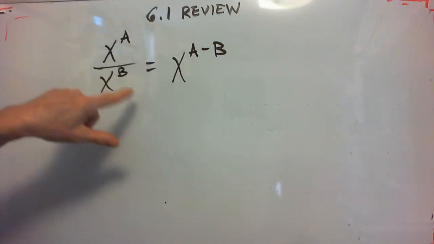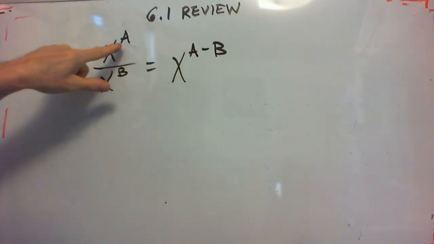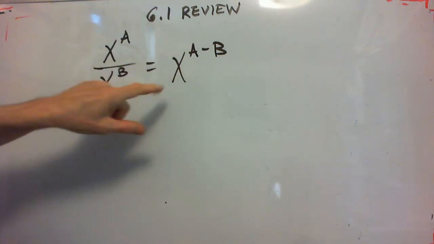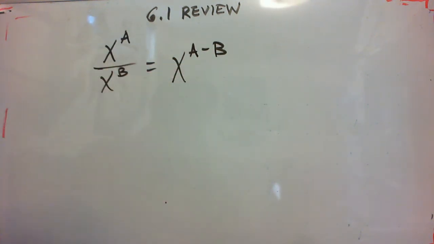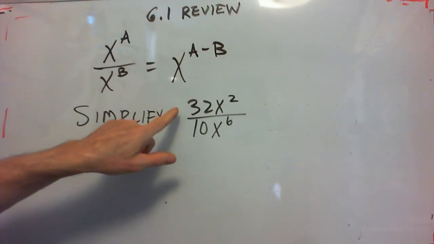Okay, the next few problems can use the division rule for exponents. If you have x to the a divided by x to the b, the result is x to the a minus b. We subtract exponents when dividing. So we apply it to this problem.